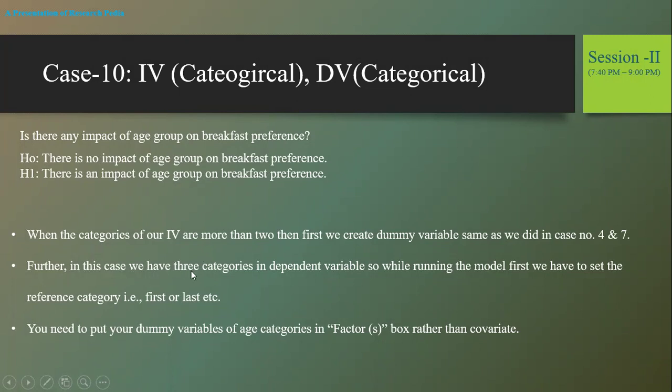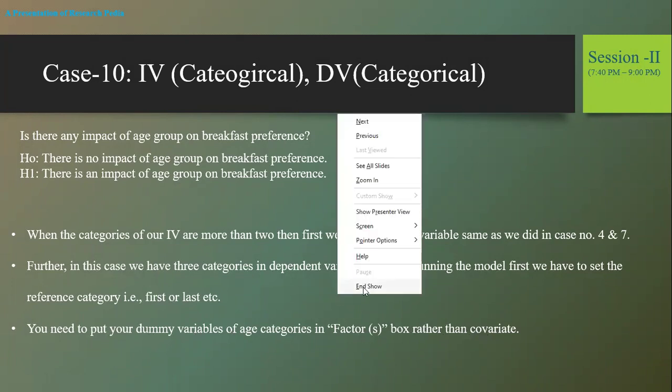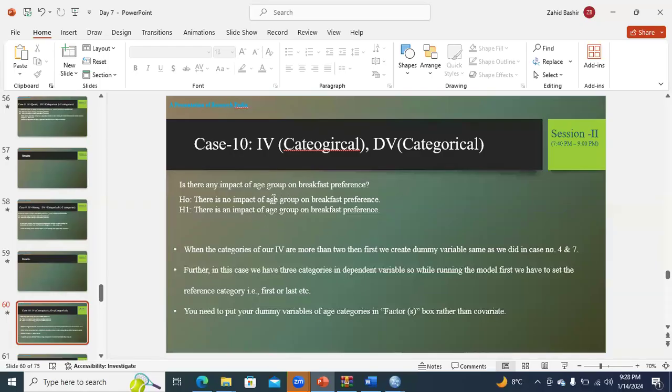Further, in this case, we have three categories of the independent variable. So while running the model, we have to set the reference category first or last, as we did in the previous example. You need to put your dummy variables of age categories in the factors box rather than covariate. So first, we need to create dummy variables of our independent variable. So what is our independent variable? That is age.